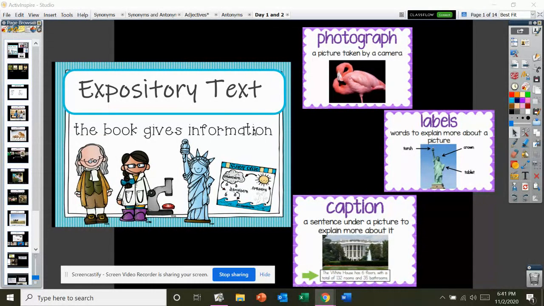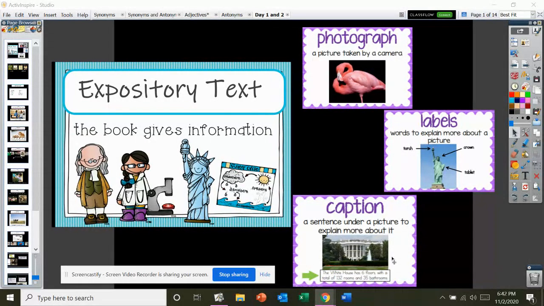When you are reading, I want you to look out for the following things. You might see photographs or pictures that are taken by a camera. Some of the pictures might have some labels on it. Do you see how the Statue of Liberty has a label telling you where the torch is, where the crown is of the Statue of Liberty, and what she's holding? She's holding a tablet.